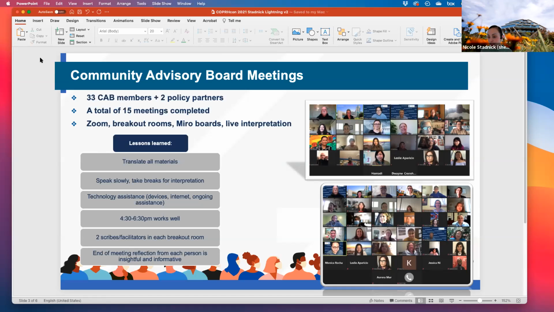So we've used a number of different tech platforms, of course, Zoom, which we all know and maybe have some love-hate feelings with, some breakout rooms. We've also used Miro boards, which are essentially like a virtual sticky note platform. We can create ideas and then sort them and categorize them. And I'll show you what that looks like. And then fundamental to this, we've included live interpretation. We've had the great honor of having both Spanish-speaking community members and English-speaking members. So to foster that kind of meaningful participation from all members, we've had live interpretation during those meetings.